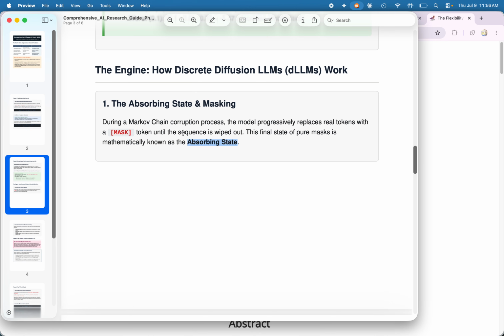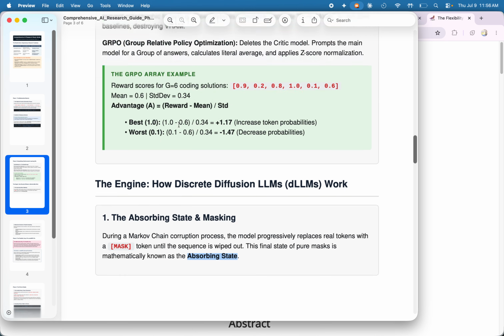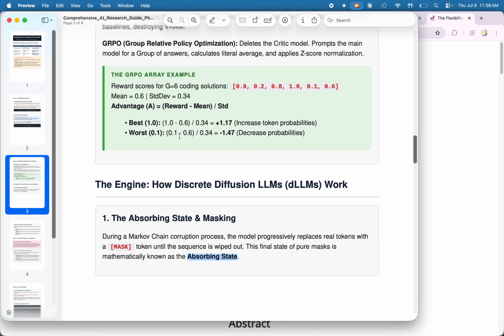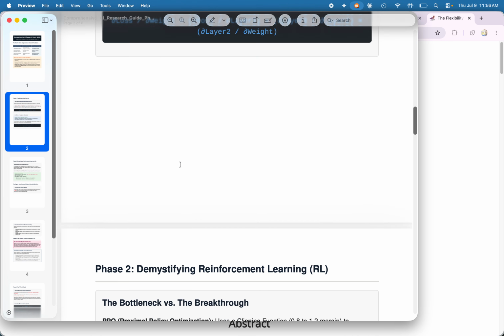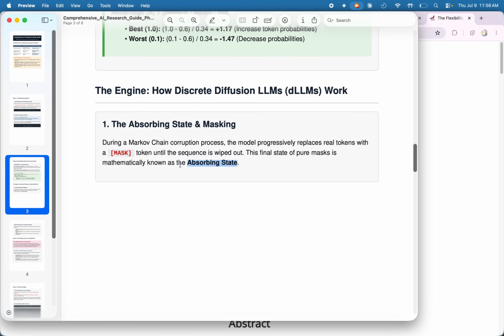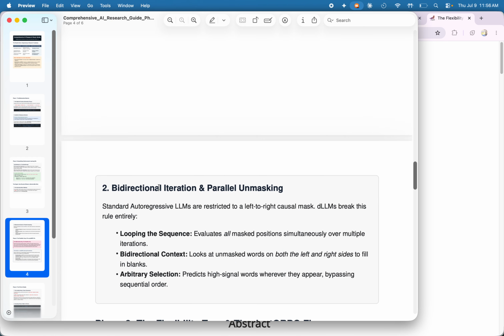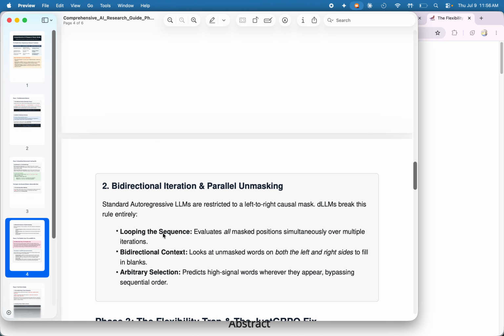Here we call them tokens, right? Before going to the LLM, we convert the words into tokens. So we mask all the tokens, and we start from there. Then we iterate both ways, because we are not going just from left to right, but arbitrarily across any part of the sentence. We unmask the ones which are easier, having high probability, and then go to the next one. So it's bidirectional, and it goes on in an iteration loop.